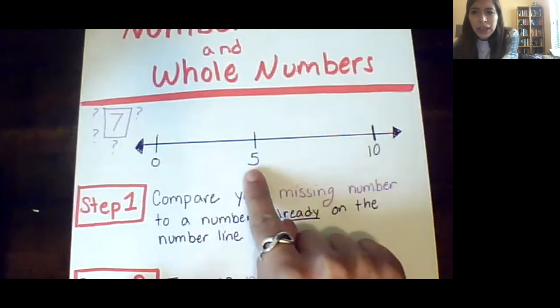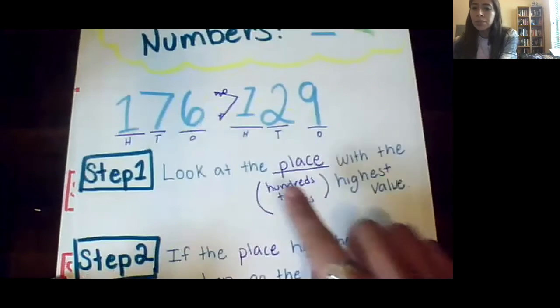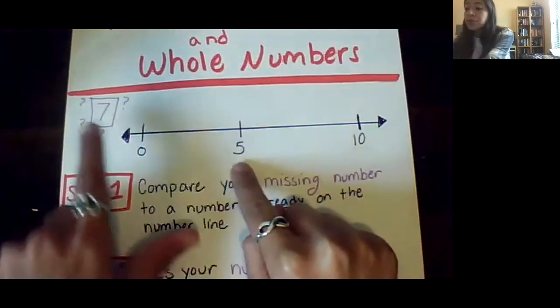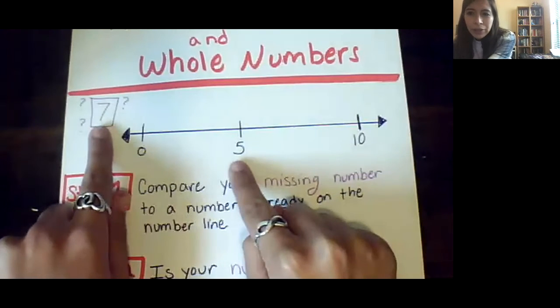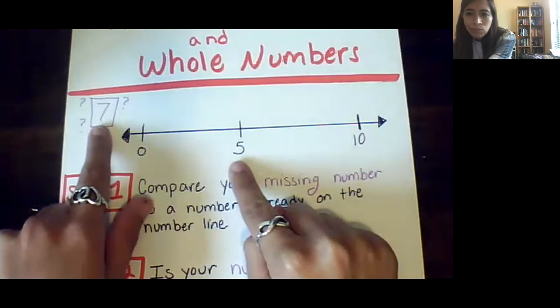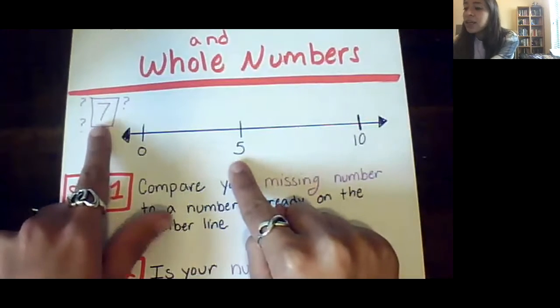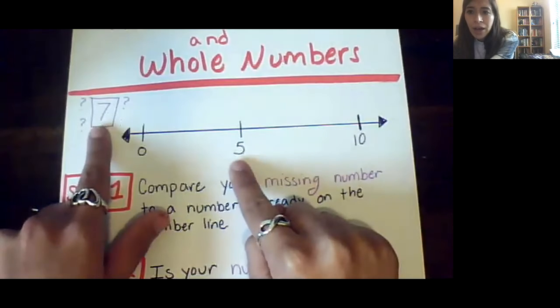So let's think. I'm going to bring my other anchor chart to help me remember. Look at the place with the highest value. Well, lucky for me, they're both in the ones place. So which is bigger, 7 or 5? I know what you're thinking, because y'all are so smart. I'm sure you're thinking, well, Miss Garcia, 7 is quite a bit bigger than 5, and you'd be correct. So 7 is greater than 5.